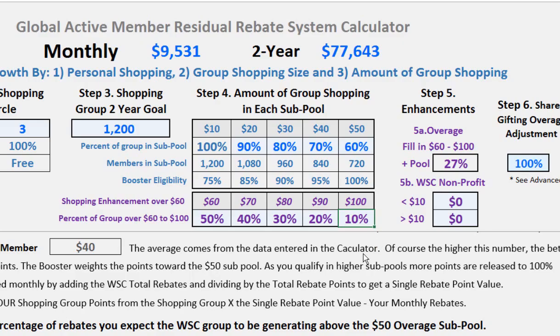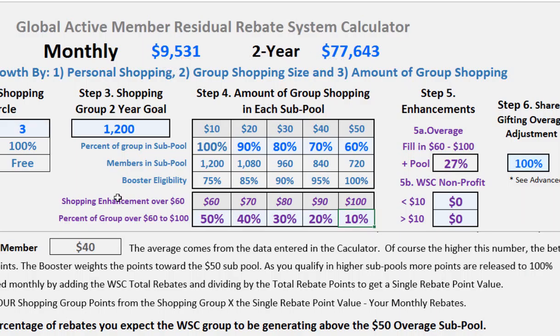Because even if you were brand new at a $10 sub pool, you would be receiving more as a result of the people who were generating more rebates, because the enhancements are paying out 27% more than before. So you've now gone from $6,000 to $9,531. And look at the difference here, up to $77,000 over the 2 years. We'll just show you that as a result.